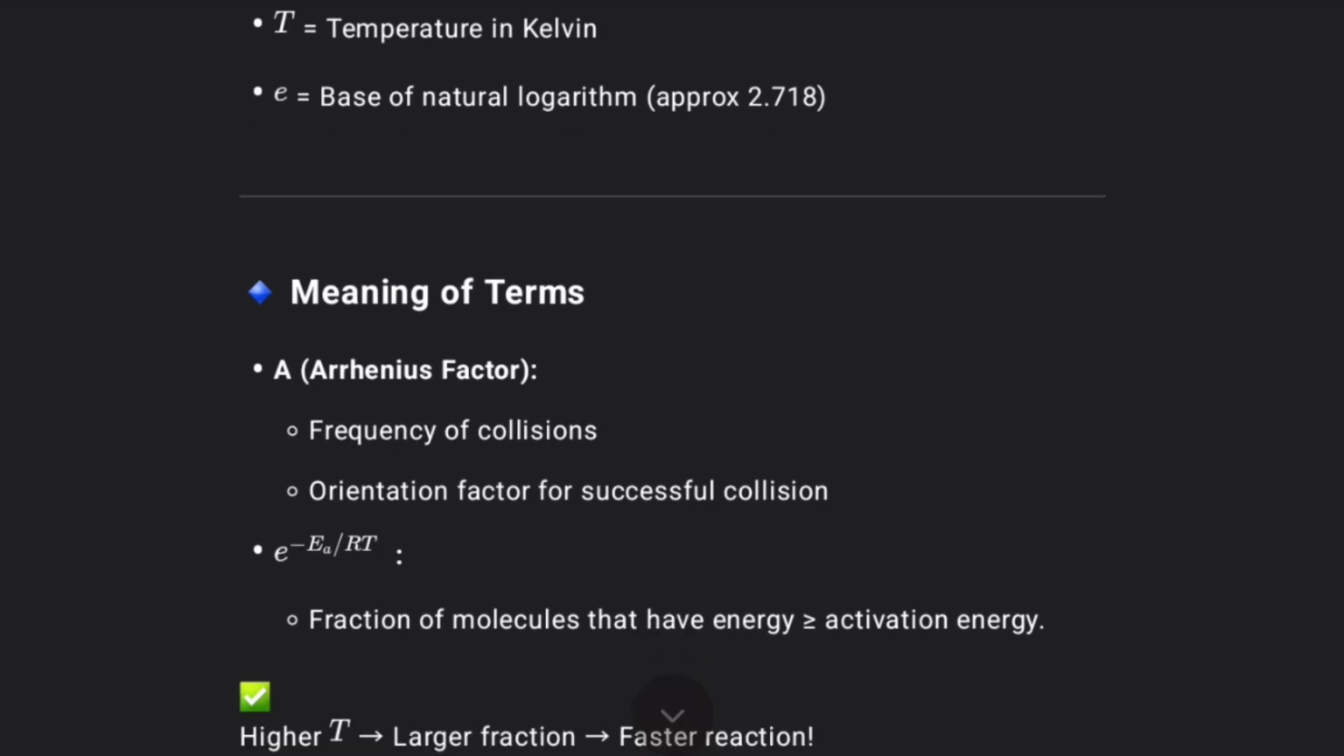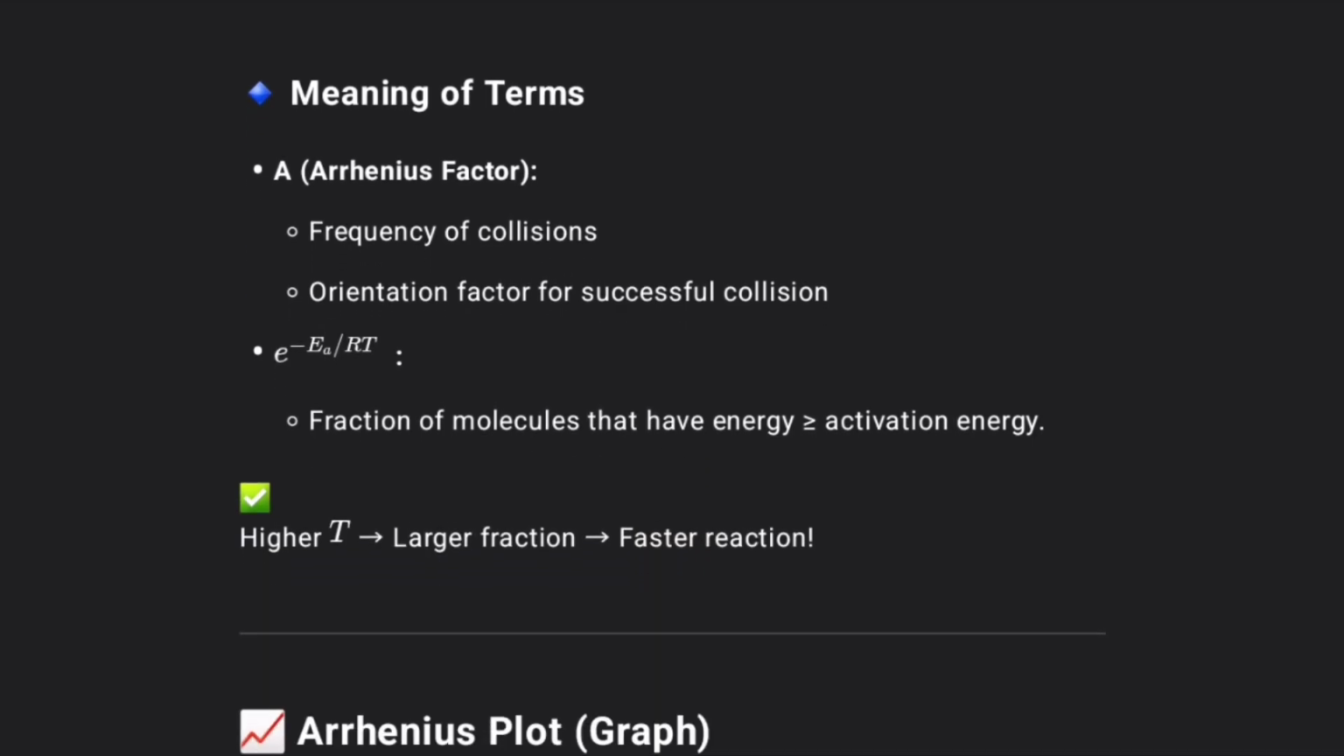Meaning of terms: A, the Arrhenius factor, includes frequency of collisions and the orientation factor for successful collision. e to the minus Eₐ by RT is the fraction of molecules that have energy equal to or greater than the activation energy. Higher T, larger fraction, faster reaction.